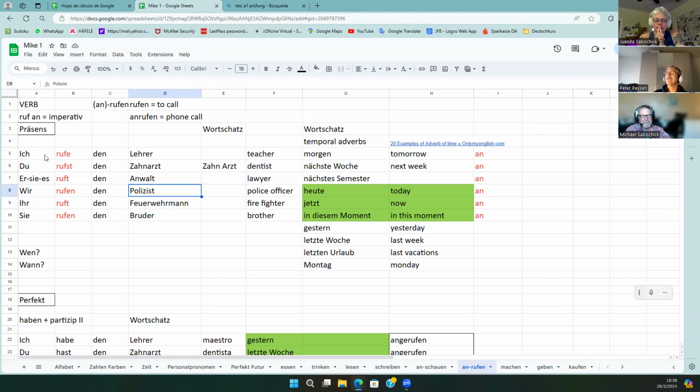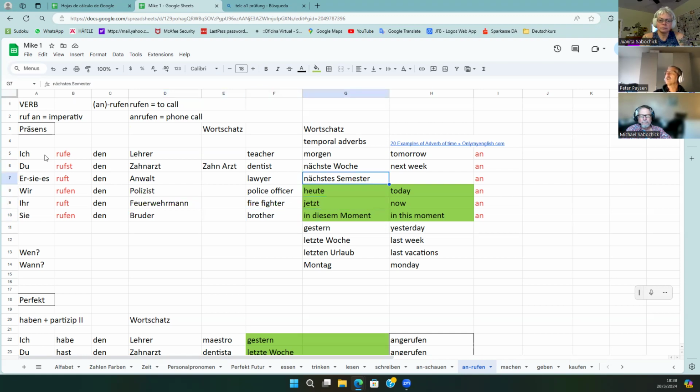So Anwalt, okay, got the different kinds, but basically let's just talk about the standard lawyer. Then the other guy you always need is your Polizist, your police officer. Then you have your Feuerwehrmann, the very first compound noun that you learned. Your fire defense man, so in other words, your firefighter. And then we're going to call, of course, the brother.